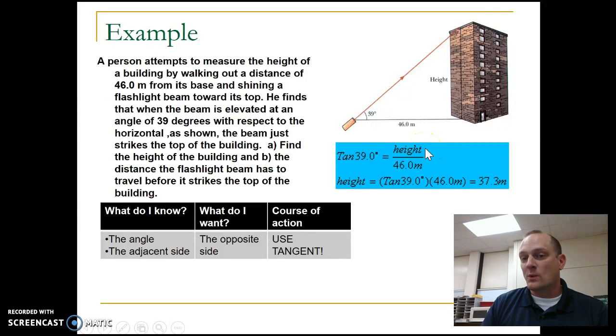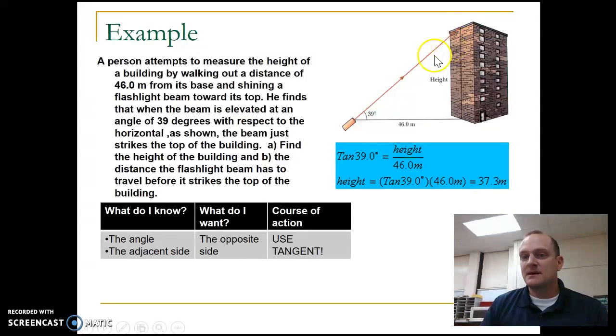Well, how do I solve for the height? Well, height's being divided by 46 meters, so I need to multiply both sides by 46 meters. When I multiply the right-hand side by 46, they cancel, and I'm left with just the height. That's what I have here. Well, whatever I do to one side, I do to the other, so my tangent of 39 degrees needs to get multiplied by 46 meters. So I end up with 37.3 meters. Okay, so that's how I get the height.